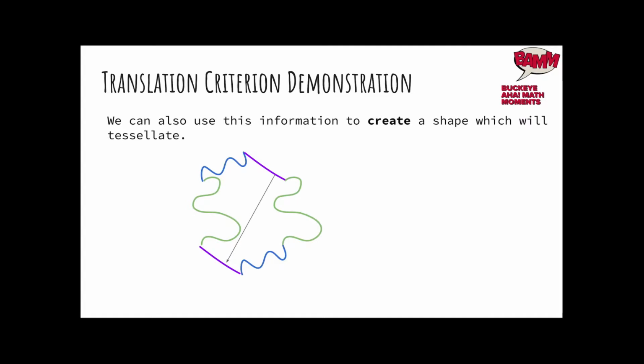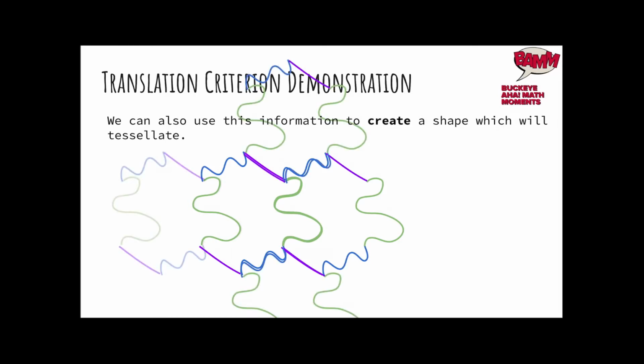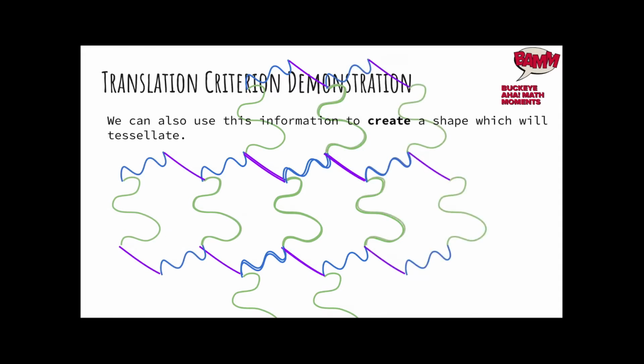So now what we've done is created a shape to follow this translation criterion. That means that this shape should also tessellate. Let's try putting a piece to the right. If we do that, you can see that those squiggly lines match up. We can also put a piece below, above, onto the left, in that corner. And now you can see that yes, this crazy shape does tessellate.